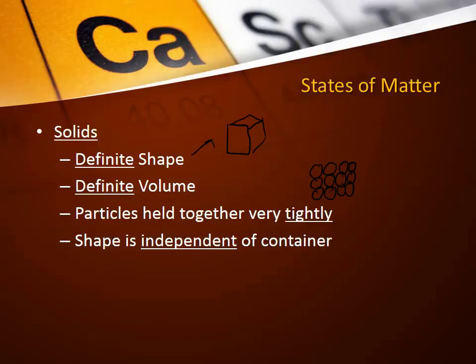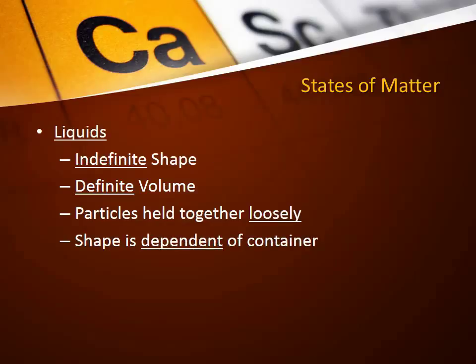And this shape is independent of container, meaning that block of wood will look very much like a block of wood on the ground, or in a container. That's supposed to be a container. I'm not good at art, we get that. But it's still a block of wood no matter what it's in. That is a solid.